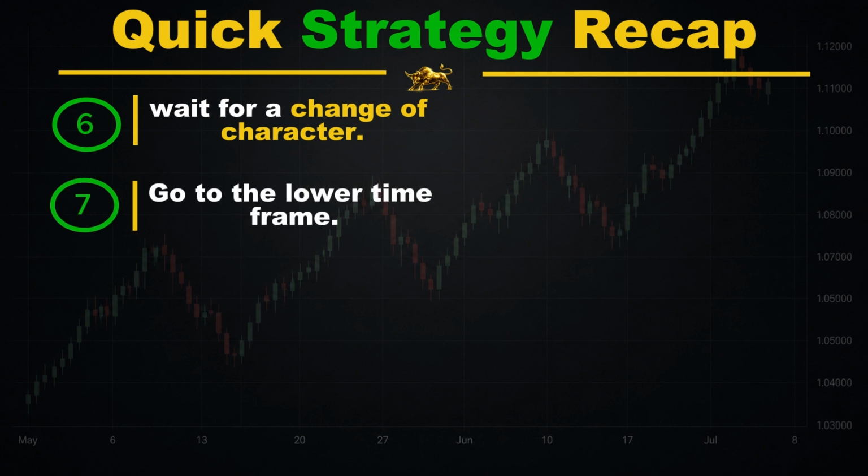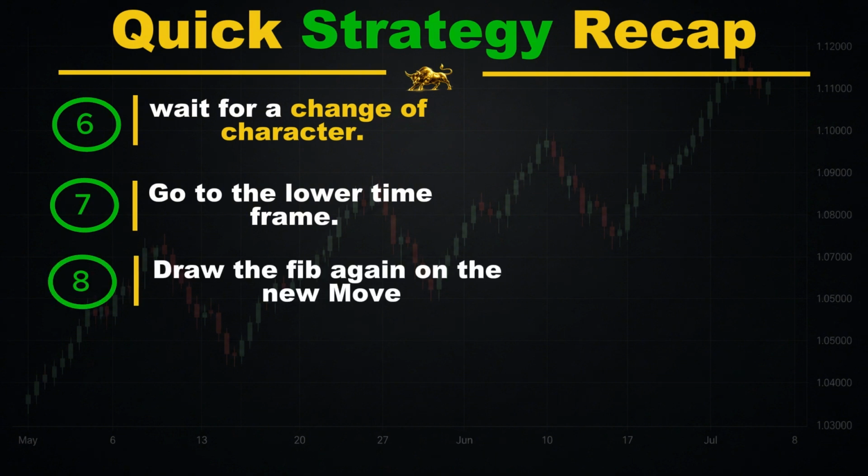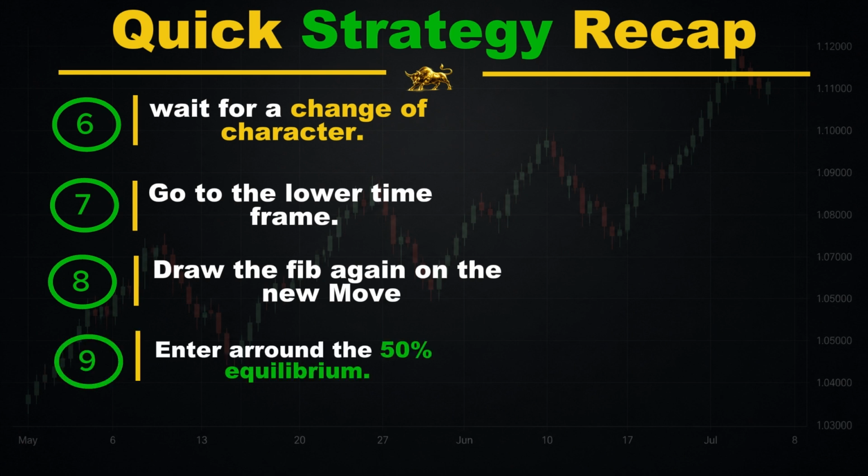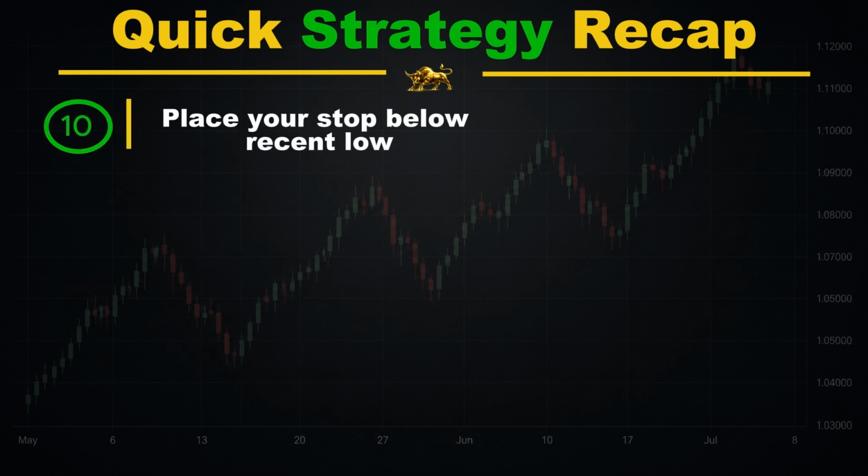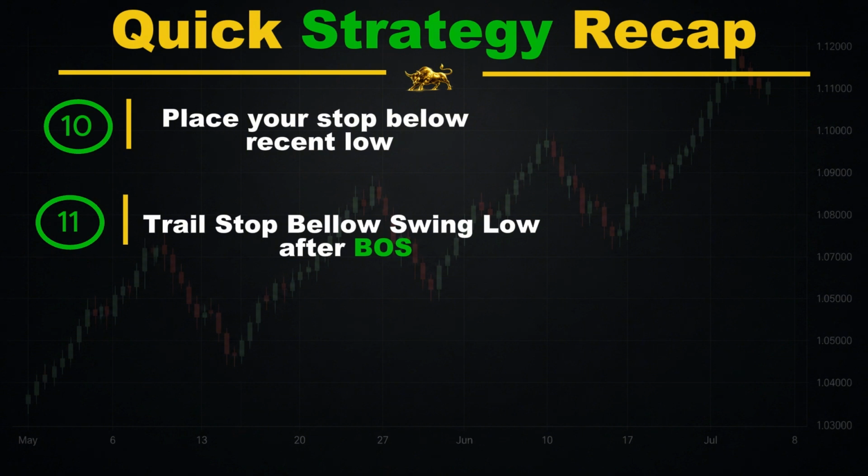Step 7, go to the lower time frame. Step 8, draw the fib on the move that created the change of character. Step 9, look for entry around the lower time frame 50% equilibrium. Step 10, place your stop below the liquidity grab or recent swing low. Step 11, manage the trade by trailing your stop below new swing lows after every break of structure.